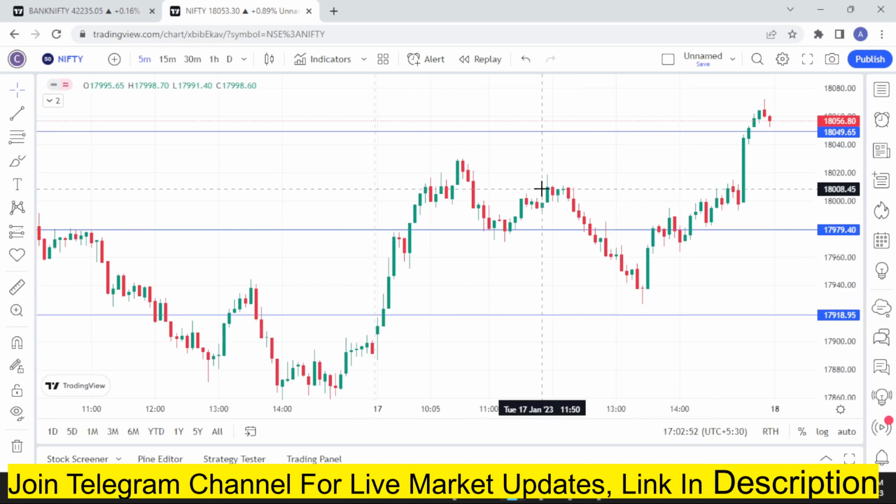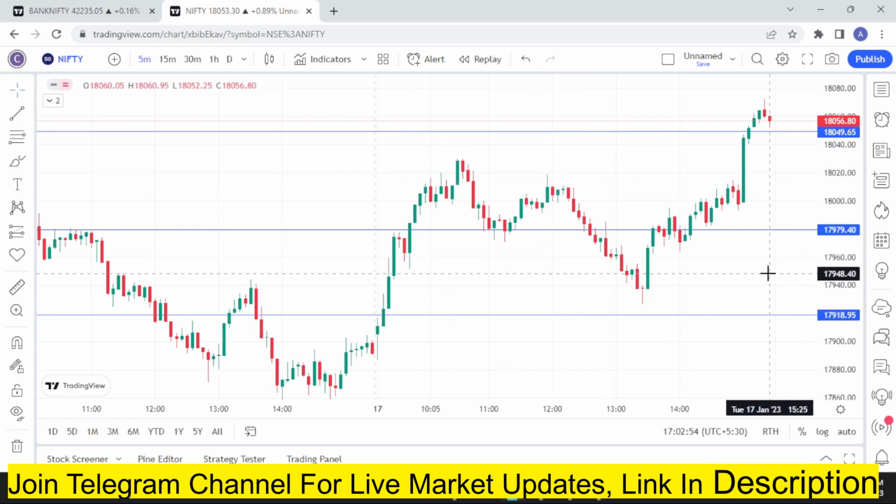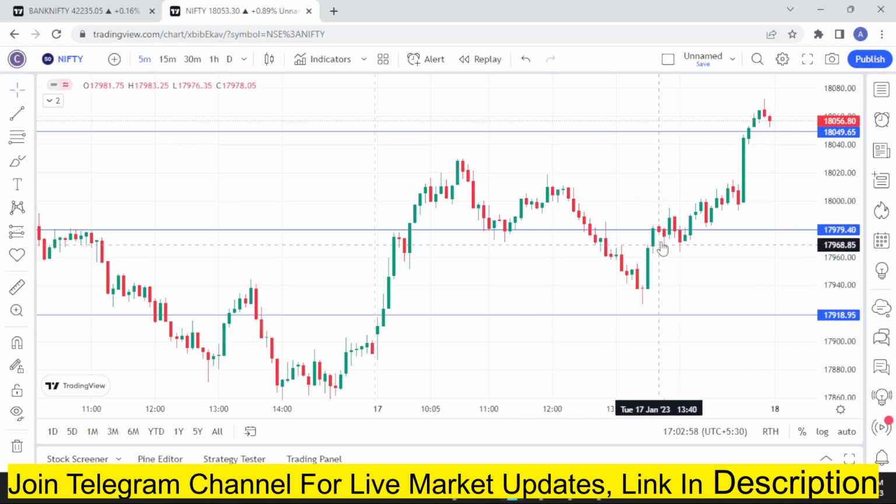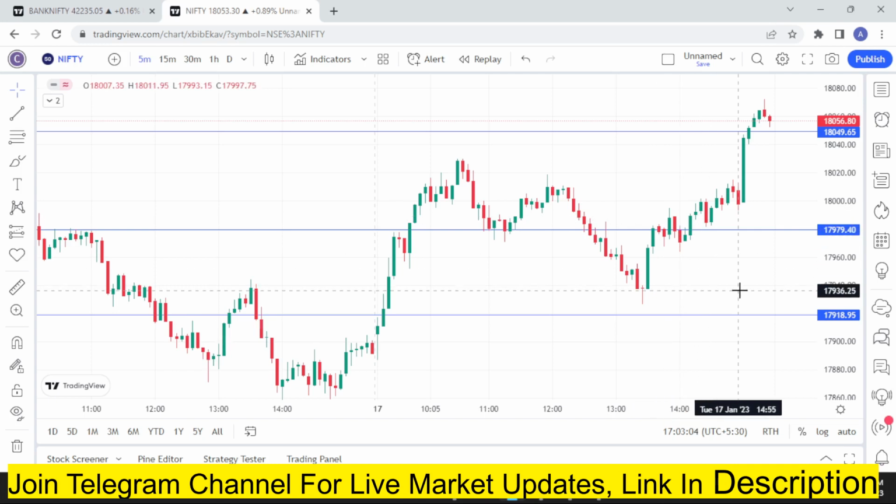This week spoiled our risk reward also. And here there was one more cup and handle pattern like this, but it is not as per our rules. You can count the number of candles if you want.